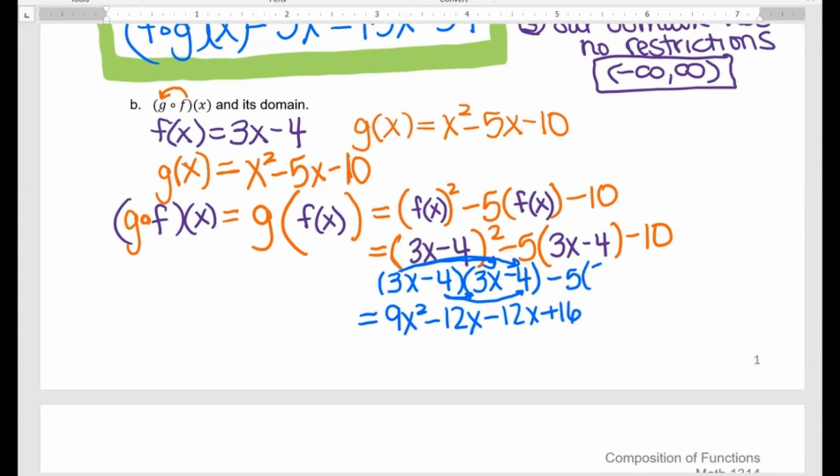We need to distribute the 5 through our parentheses. And since it's negative, we're going to multiply by negative 5. Negative 5 times 3x gets us negative 15x. Negative 5 times negative 4 gets us plus 20. And don't forget our minus 10. If you forget our minus 10, you're going to get the problem incorrect.